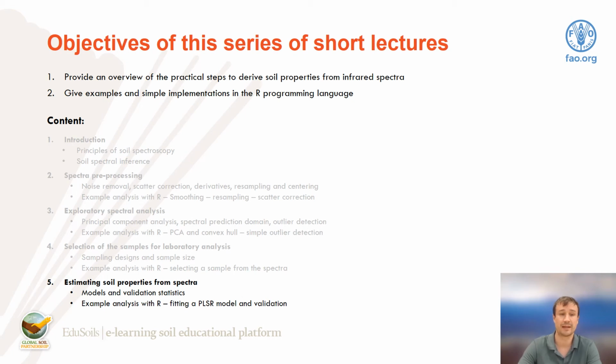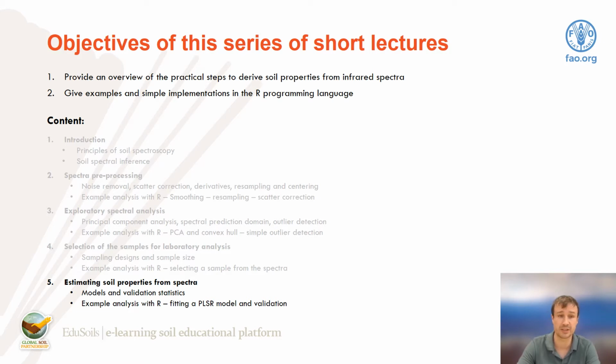Before that, let me repeat briefly the content of the course. There are two objectives in this course. The first is to provide an overview of the practical steps needed to derive soil properties from infrared spectra. And the second objective is to give examples and simple implementations in the R programming language. So the course is composed of 5 main sections. Each of the sections covers a very specific step that you need to realize to treat soil spectral data.